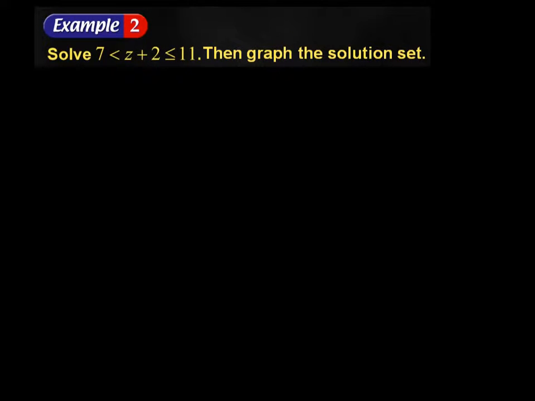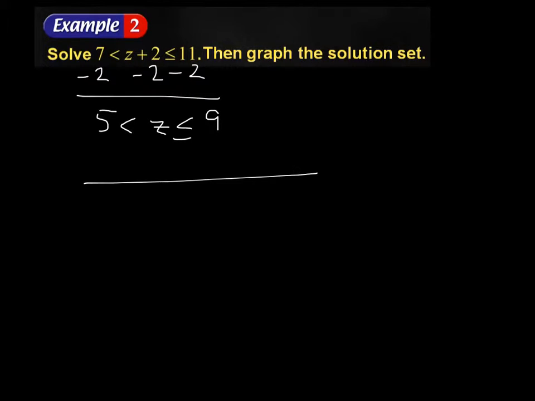And they want us to graph z plus 2 is greater than 7 and less than or equal to 11. All I need to do here is subtract the 2 from each piece of the inequality. And I'm going to have 5, z, and a 9. So z has to be greater than 5 and less than or equal to 9. So it's a connect the dots scenario there.